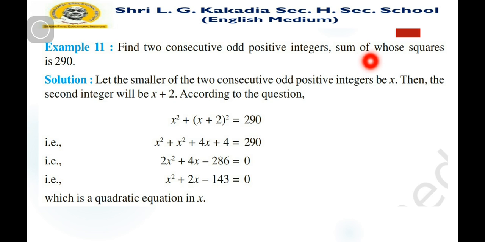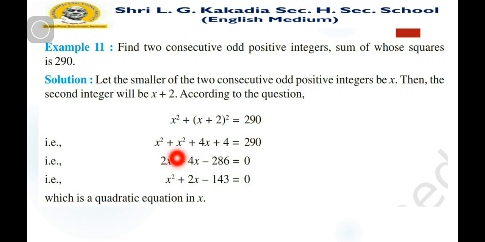The sum of whose squares is given, meaning we are going to take the squares x square and (x plus 2) square, and then take the sum, that is x square plus (x plus 2) square, and its sum is 290. So now let's simplify. x square as it is. Now we know that (x plus 2) is in the form (a plus b) square. After simplifying it we can find x square plus 4x plus 4 is equal to 290.